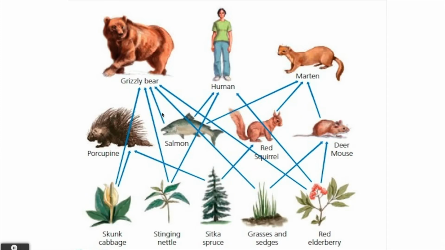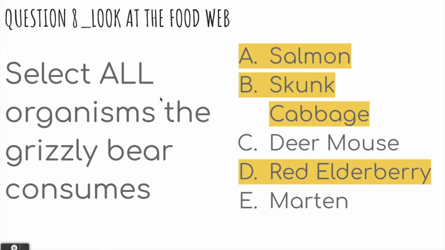It also eats salmon, and it also eats the red elderberry. Grizzly bear also eats the stinging nettle and the grasses and sedges. When we follow the arrows, we see that these arrows are showing what the grizzly bear is eating or consuming.